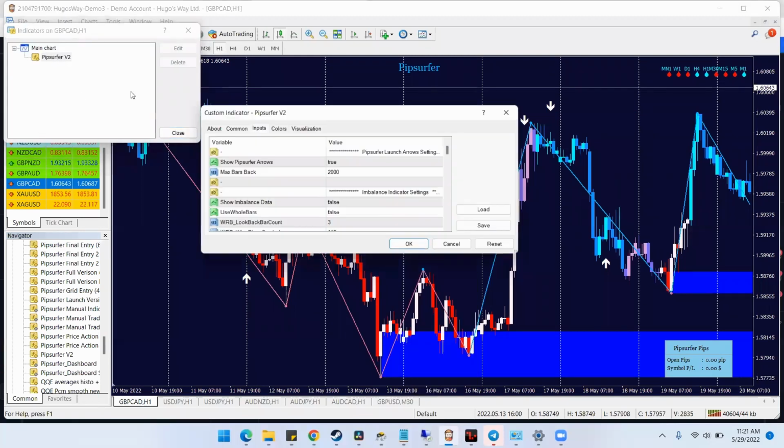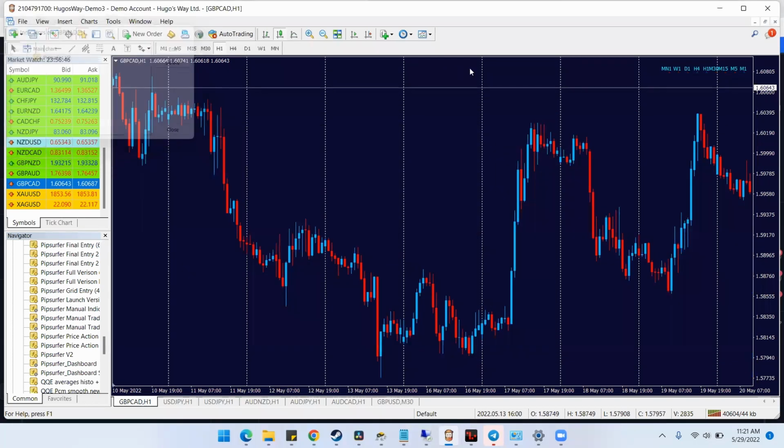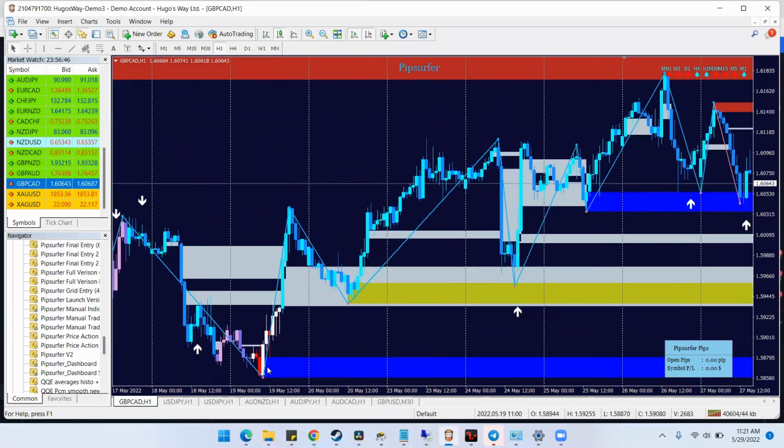So going right into things, let me turn on the imbalance so you can see the full indicator. There's multiple components of Pipsurfer. Like I said, we have the supply levels, which are indicated in red here, the demand levels, which are indicated in blue here, and these gray levels are considered your imbalance levels. We'll teach exactly how to maximize on the individual levels within our Pipsurfer course that you'll have access to once you get started with Pipsurfer.